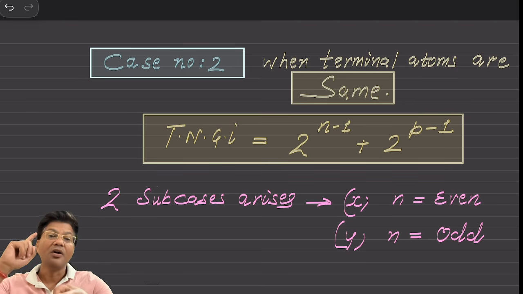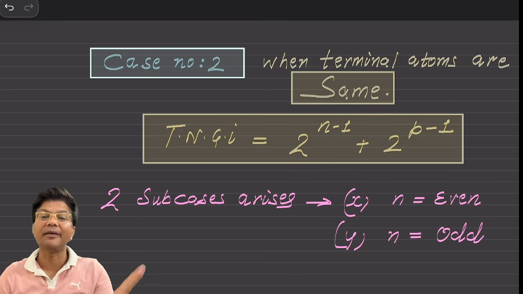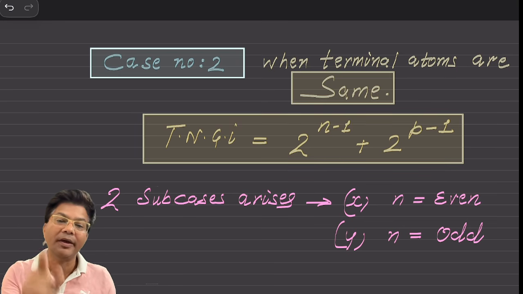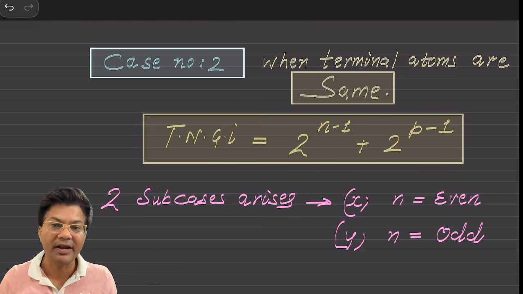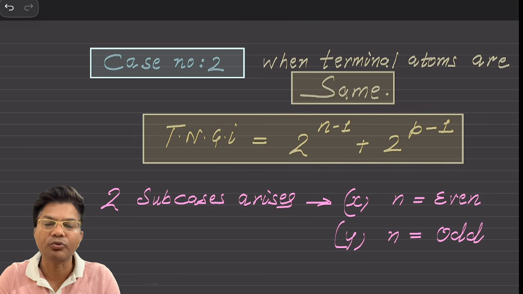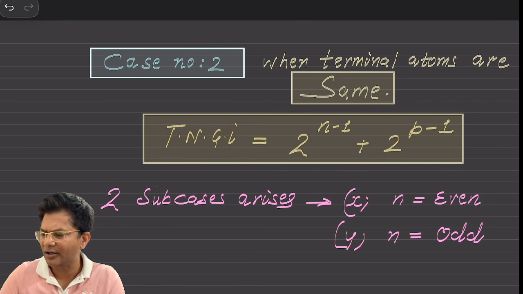What I'm telling you, remember that when the terminal atoms or groups were not the same, odd and even did not have any value, but over here it holds a lot of weightage. Now the total number of GI formula is 2 raised to power n minus 1 plus 2 raised to power p minus 1. Now you must be asking, what is p, sir? Remember that if n is even, then p has one value. If n is odd, p has a different value. What is that value, sir?